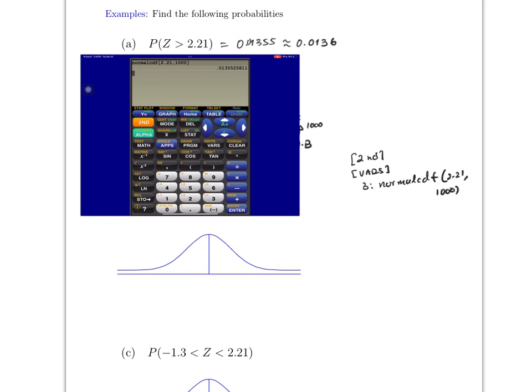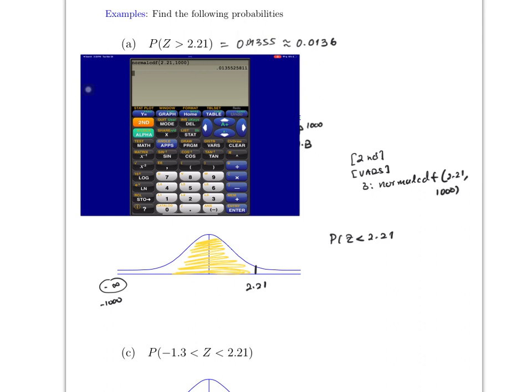So now, in a similar way, if you wanted to find the answer to the second question, which I believe was the probability that Z is less than 2.21, in this case you will now want the yellow area, which is this. So now the lower bound will be minus infinity, for which you will have to use minus 1000. Then the upper bound will be 2.21.